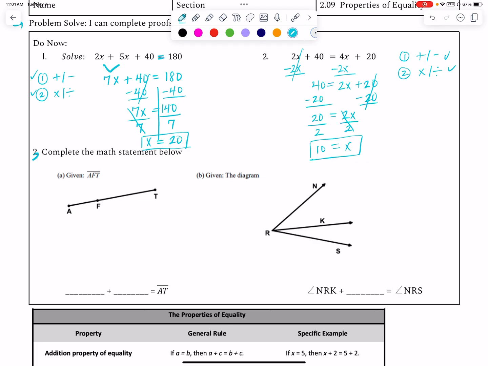Number 3, complete the given math statement. So here in our segment and angle addition postulates, it's easy to recognize the whole. So AT is the whole segment. Imagine if you had a chocolate bar. So what is this whole segment made out of? AF and FT. So segment AF plus FT equals AT. Another way to show that is AF using the dash plus FT equals the whole AT.